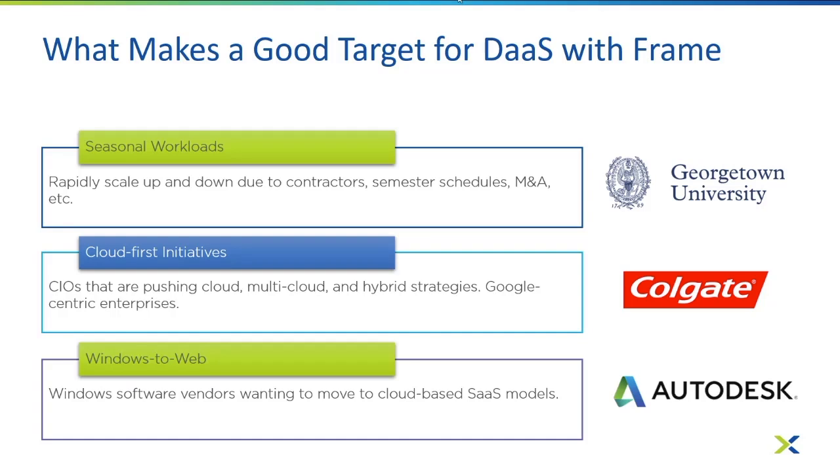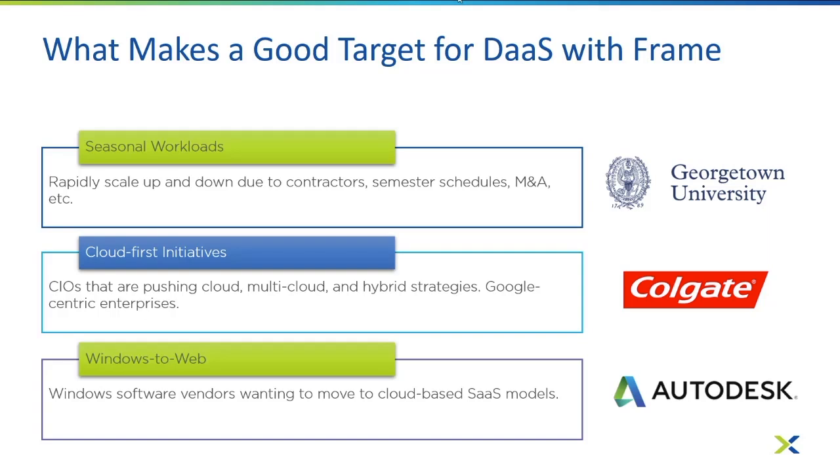So think of that as a project. You don't really know how much resources you need for those students until those students start to work. So the ability with Frame to be able to rapidly scale up and rapidly scale down due to contractors, due to schedules, mergers and acquisitions, for example, again, is an ideal target for Frame or desktop as a service.